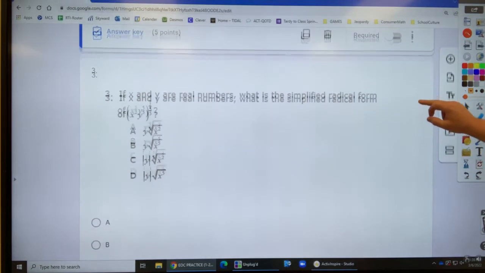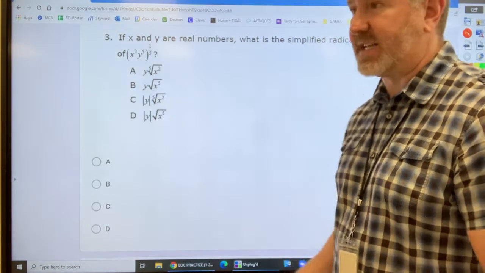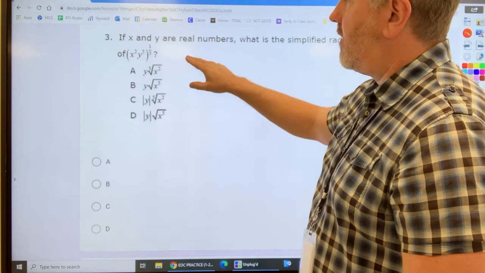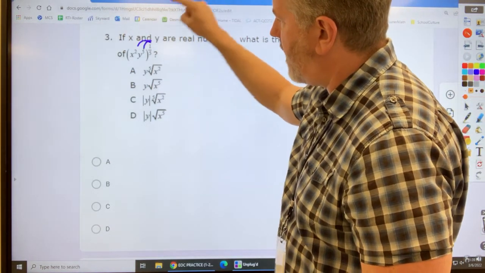All right. If x and y are real numbers, what is the simplified radical form? This is another very similar problem. We're getting a lot of exponent and radical work. So that 1/5 power, first of all, I'm going to go ahead and distribute this. And remember, power to a power is multiplied.